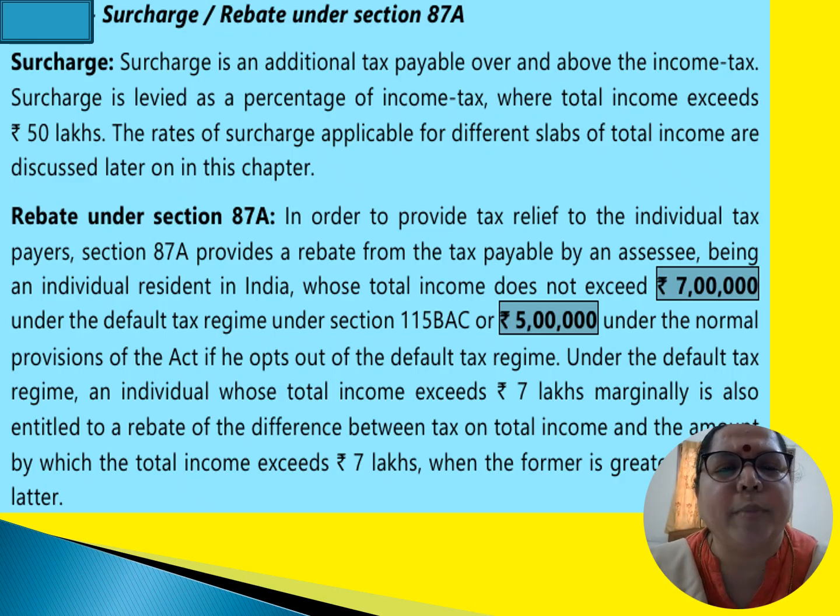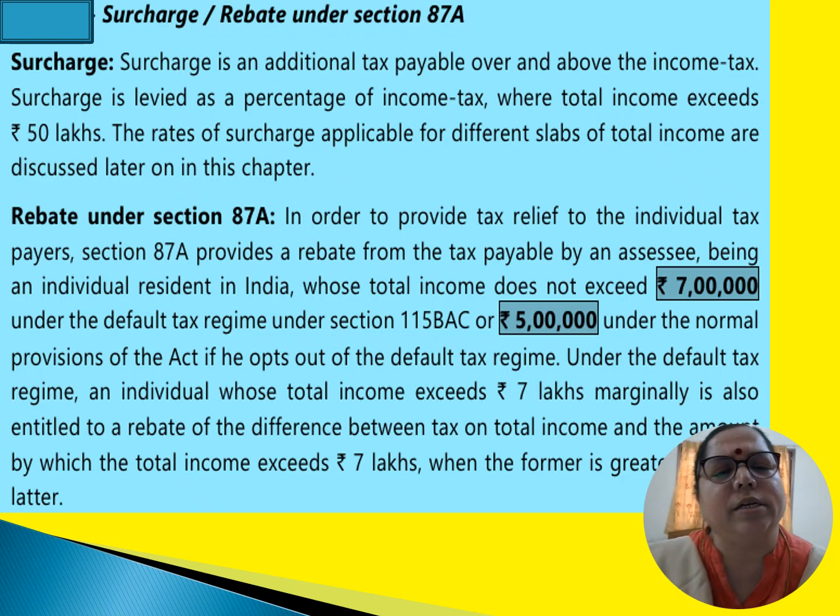Then surcharge and rebate under Section 87A. Surcharge is nothing but an additional tax payable over and above the income tax. Now income tax is calculated, and over and above that it is an additional tax burden called surcharge. It is levied as a percentage of income tax where the total income exceeds rupees 50 lakhs. So if the income is below 50 lakhs, there is no surcharge. If the total income exceeds the rupees 50 lakhs limit, then surcharge is payable. The rates of surcharge applicable for different slabs of total income are to be seen after this.